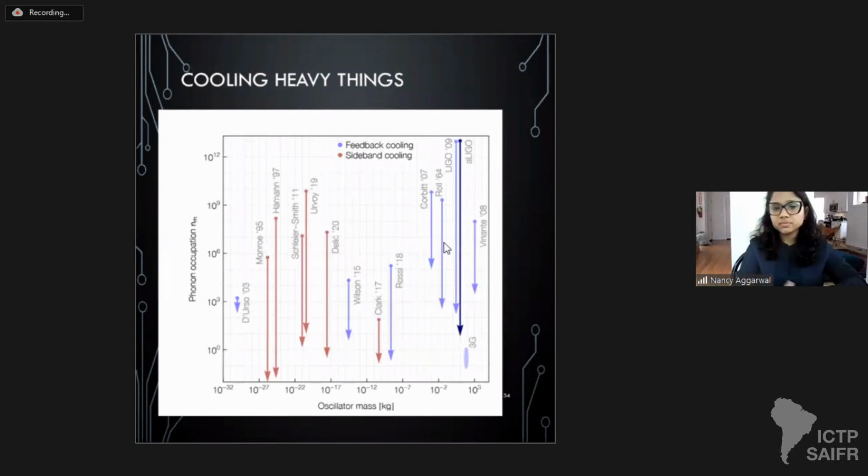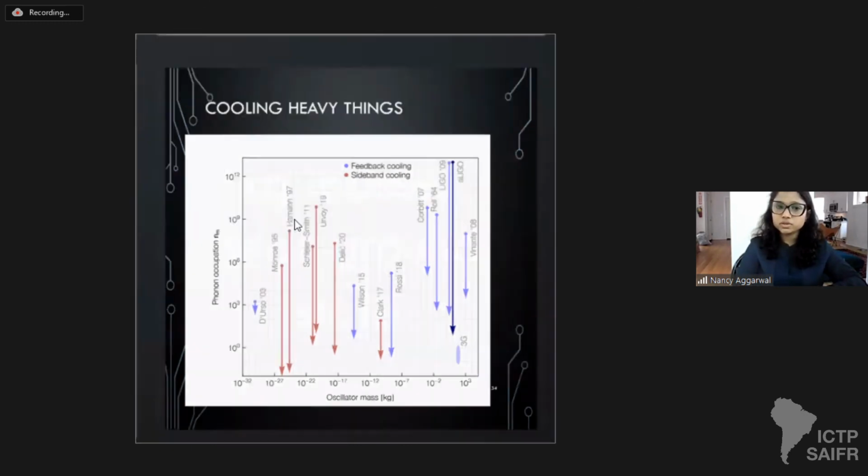If you're interested, this recent paper also provides a nice plot comparing what mass oscillators have been cooled down to what phonon occupation. I thought that was very useful.